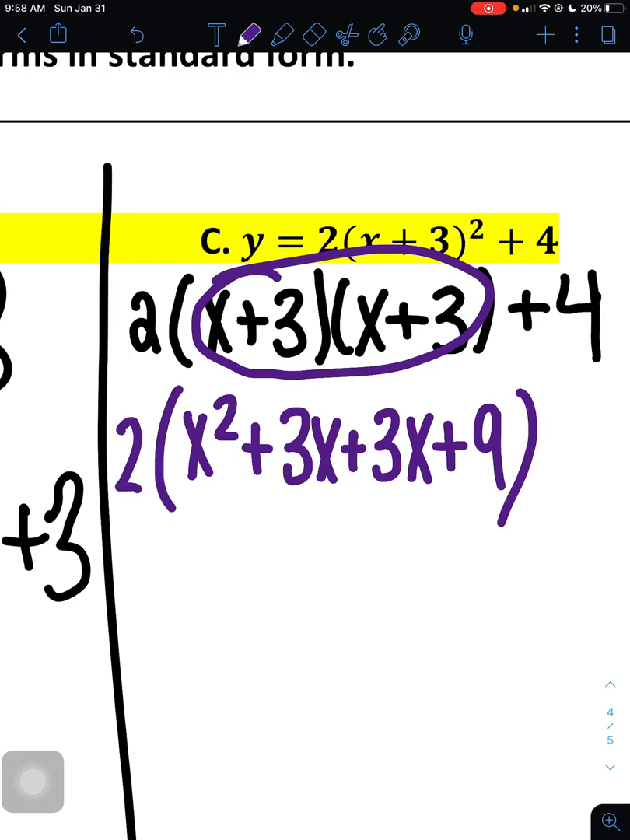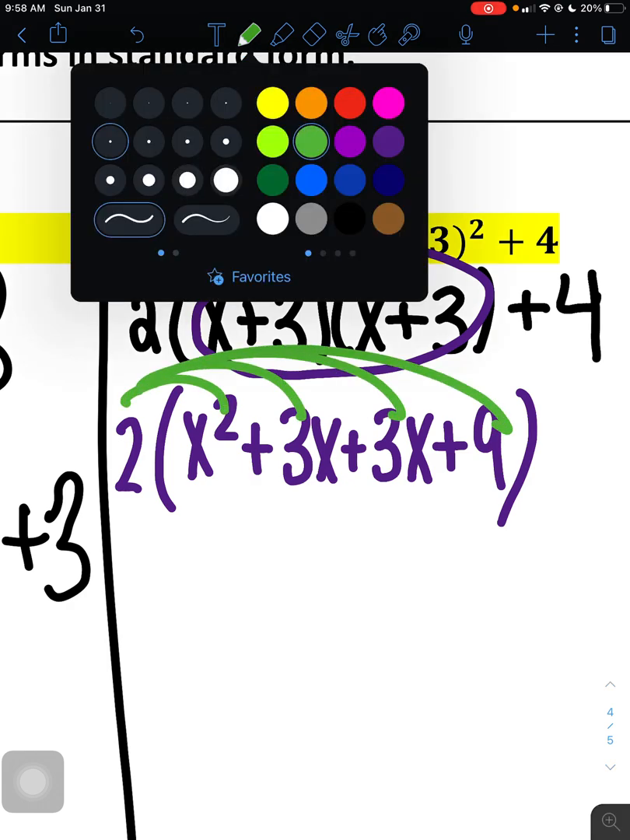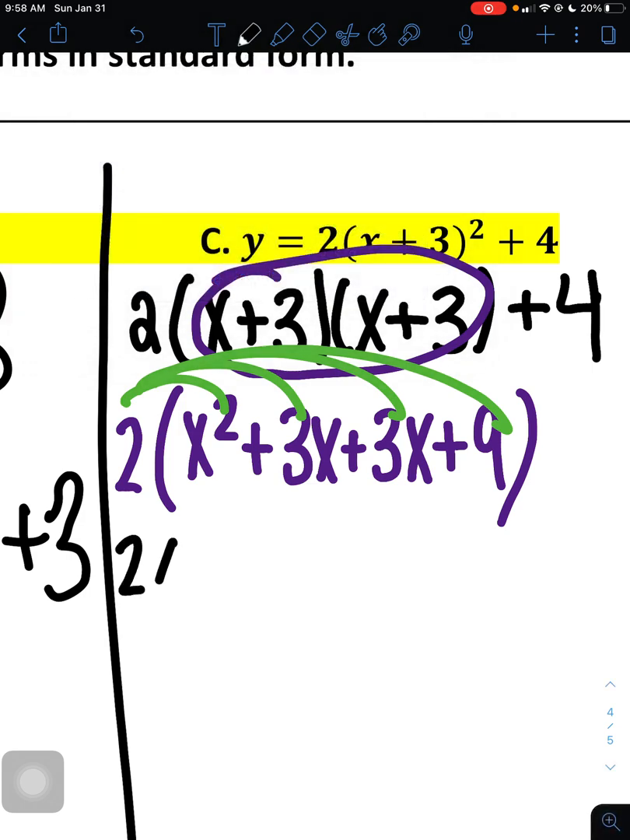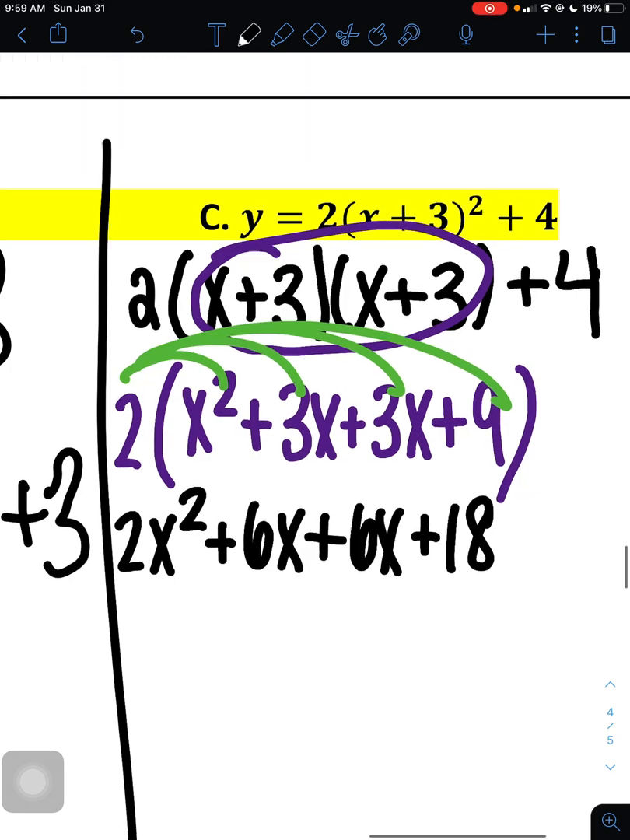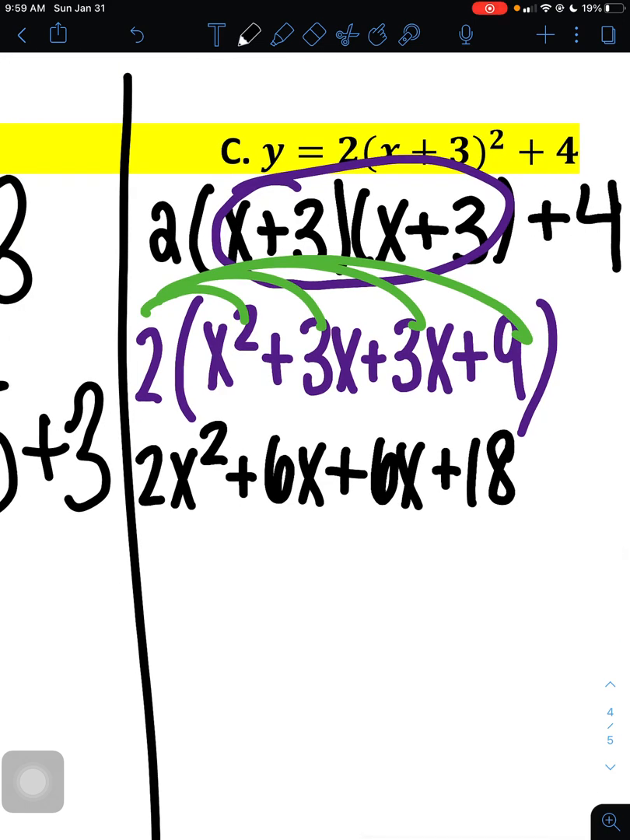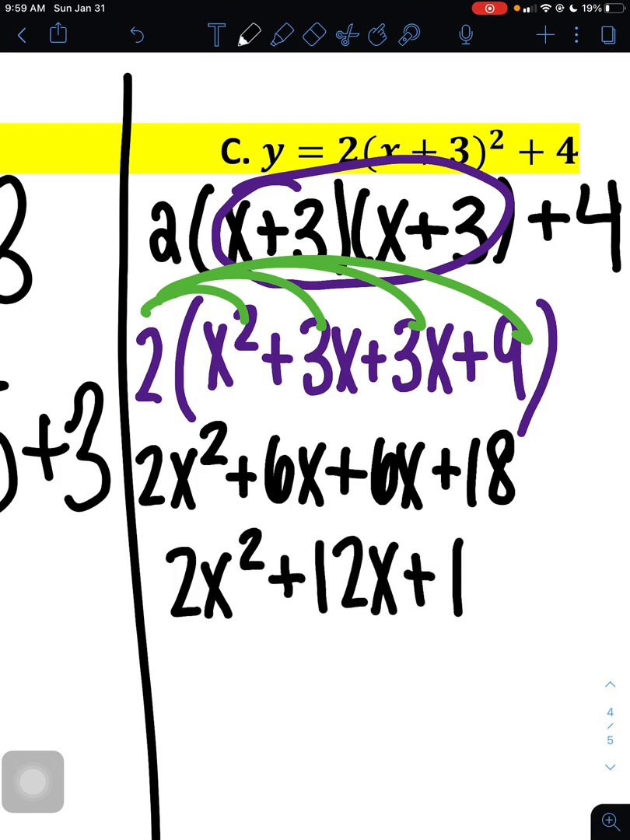Now don't forget, I said we're going to come back and get that 2. So now it's a little bit straightforward, because we're just going to take this 2 and multiply it with everything in its parentheses. So now I have a 2x squared plus a 6x, and then another 6x, and then plus 18. Now I can combine these terms. So I have a 2x squared plus 12x plus 18.